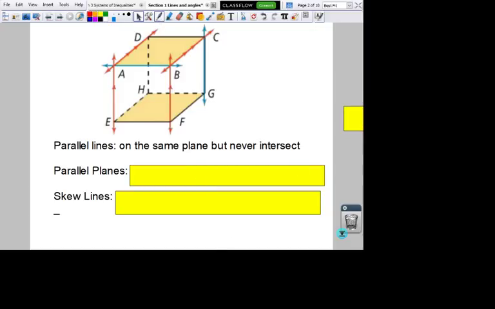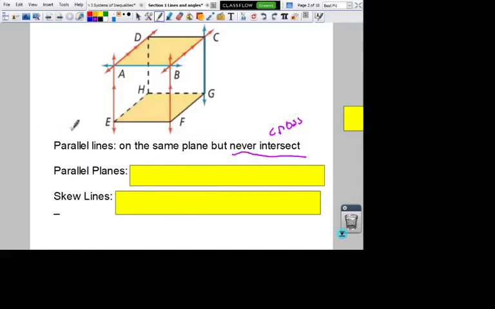The big thing with parallel lines is they never intersect, or they never cross. I think an easier way to say that: parallel lines never cross each other. So if I'm going to look at this picture up here, what are some lines that are parallel? Okay, DA and what? And CB. DA and CB are parallel.